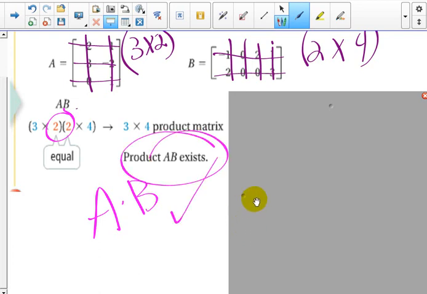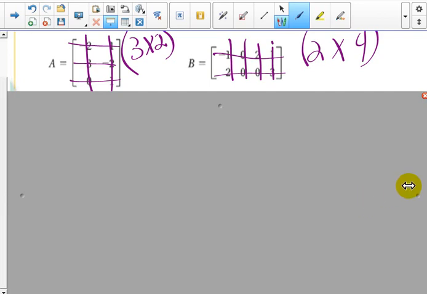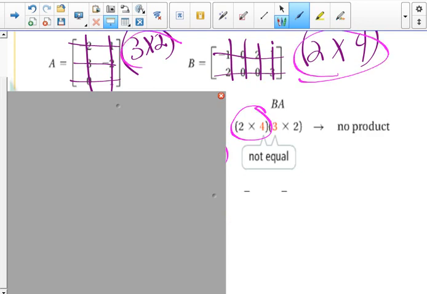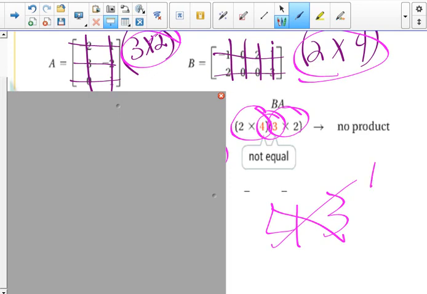Now let's look at B times A. You've got to reverse the order. So it's going to be a 2 by 4 times 3 times 2. Right there. B times A, so B is first now. 2 times 4 times 3 times 2. So look at your two middle numbers. They are not equal. I've got a 4 and a 3. Not equal, so there is no product. It's not possible. Okay?